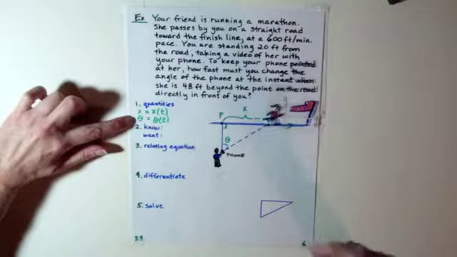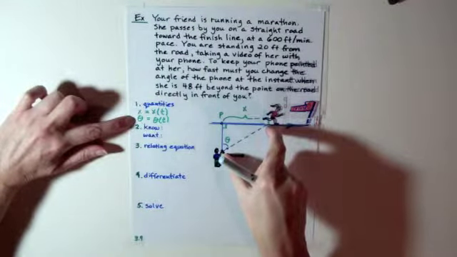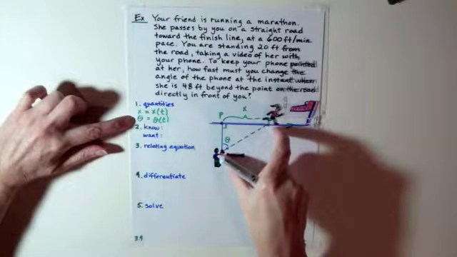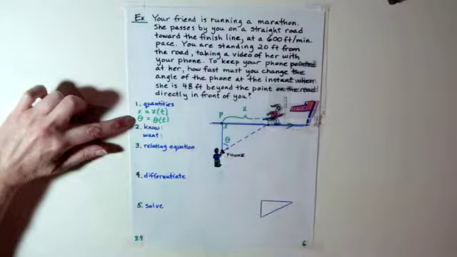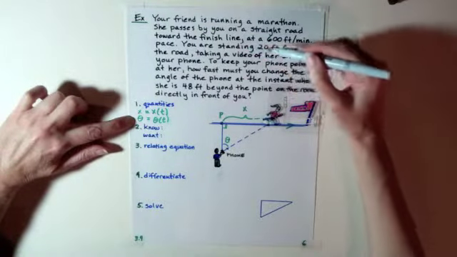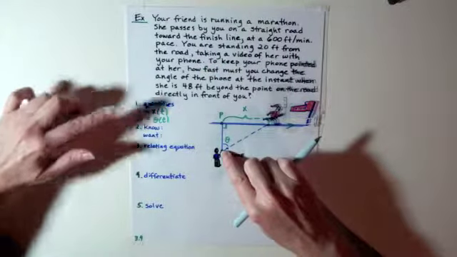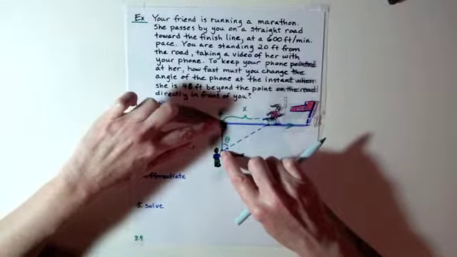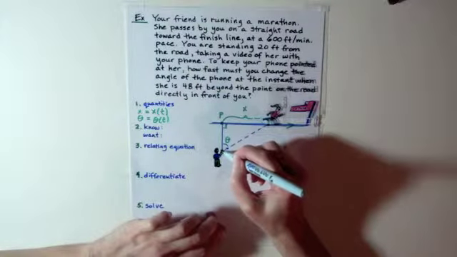I want you to think about, for example, this side here is going to change, right? If theta is changing, then as she moves over, that distance between you and your friend is going to be changing. But what distance is not changing? Notice it says that you are standing 20 feet from the road. So you're standing right here, the road's right here, neither of you are going anywhere, and so your distance to the road is a constant.